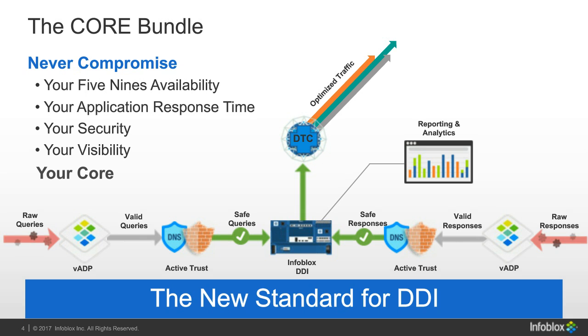This is kind of the top-level message here: you don't compromise. Adding these services to the core bundle gives you high availability. It improves and enhances application response time and the end user's experience. And of course, your security is enhanced as well as your visibility into what's going on in your core network. So we look at this as the new standard for DDI, beyond just DHCP, DNS, and IP address management.